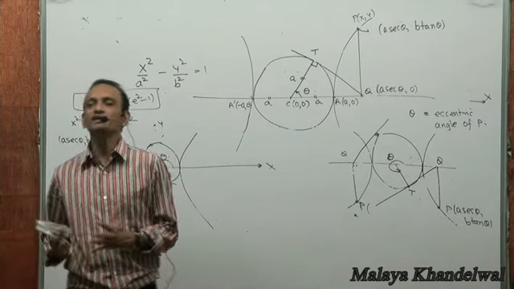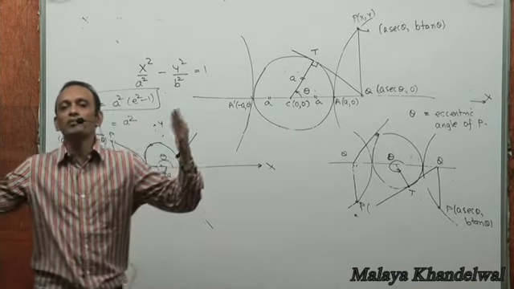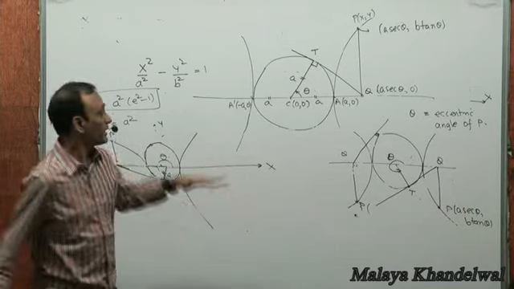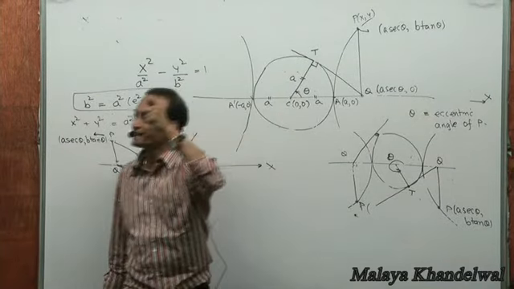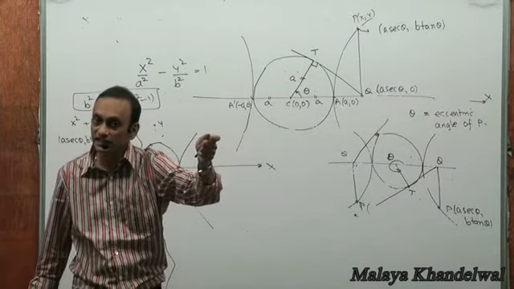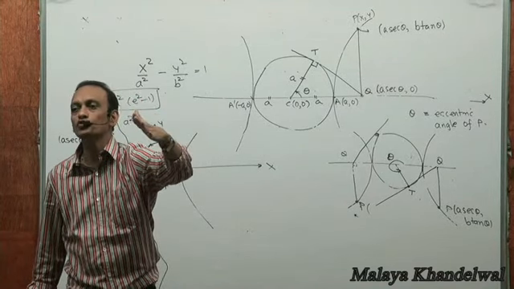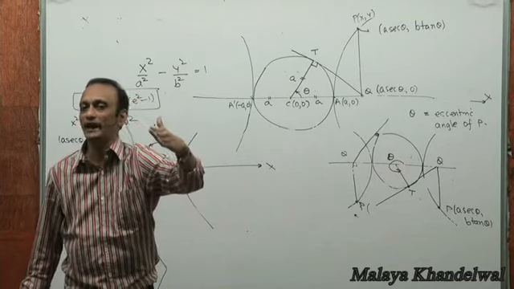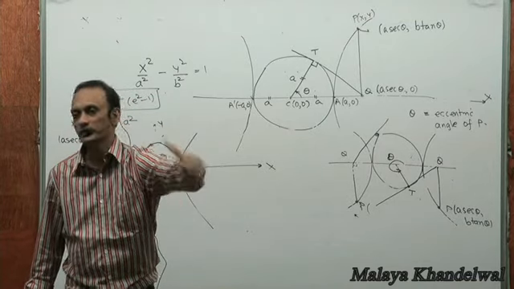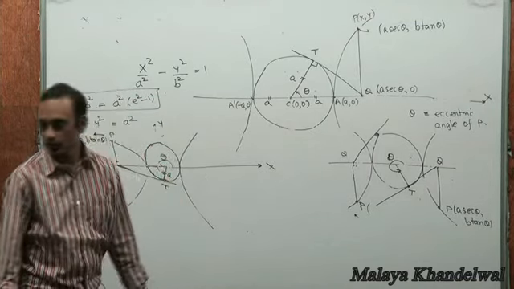So, in a very general sense, for every point P on any one of the two branches, there is going to be an eccentric angle theta associated with it. And the coordinates of that point for a standard hyperbola are going to be a sec theta, b tan theta. Yes or no?